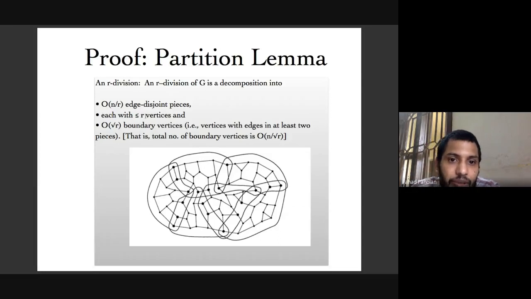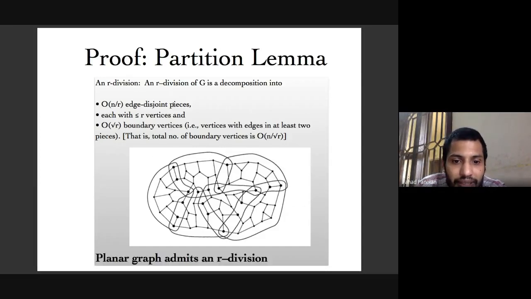Each piece has at most R vertices. So if you delete all these boundary vertices, then the remaining part will not see anything outside. So the connected components will be either this piece, or this piece may be broken into many more. So its size will be at most R. Is it clear? Yes. Okay.